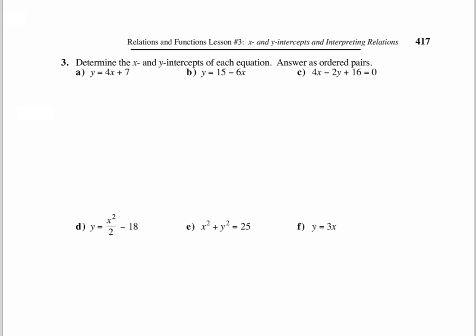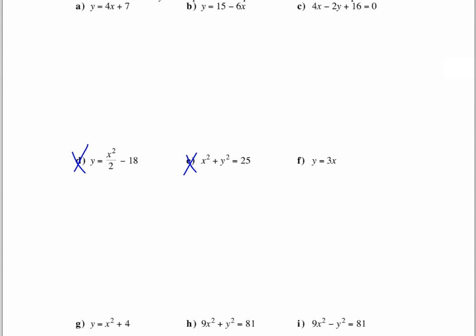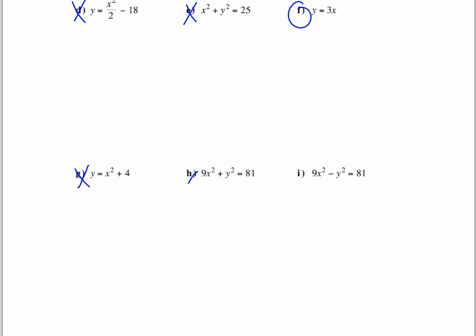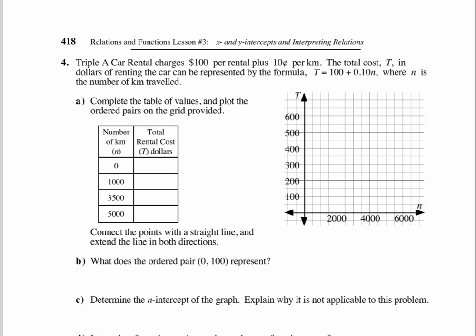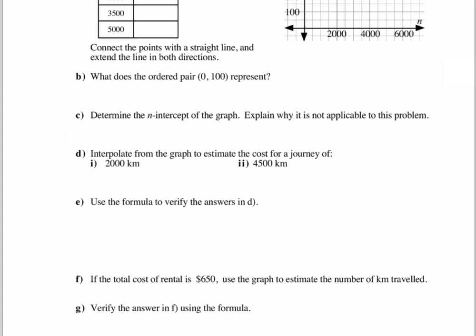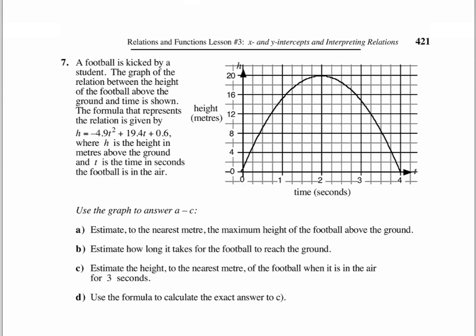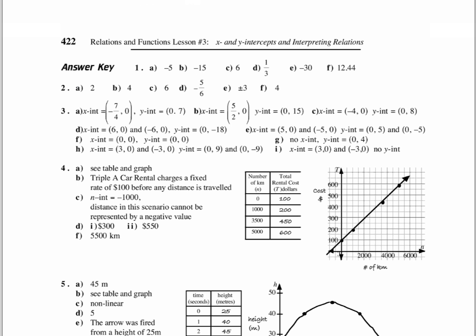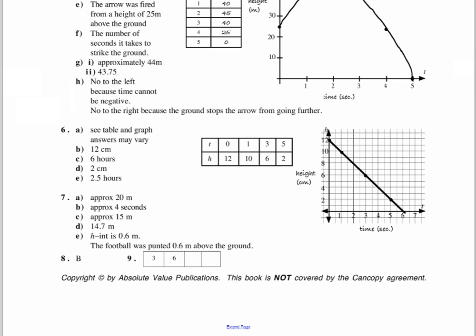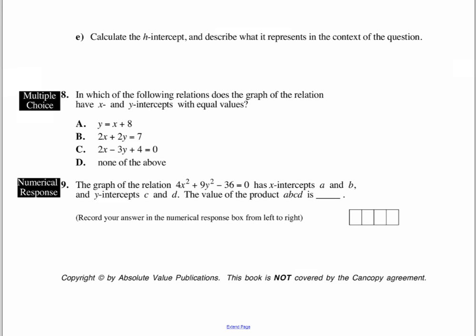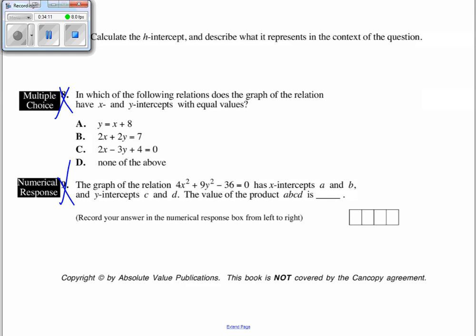Okay, 3, A, B, C, F. Kind of weird. So no D and E. A, B, C, and F. And no G, H, or I. And then 4 to 6, so number 4, 5, 6. And that's it. No 7. That's the last question. And no 8 or 9. It's not too bad. But guess what? How much time you have? A lot. Okay? So let's get to work.